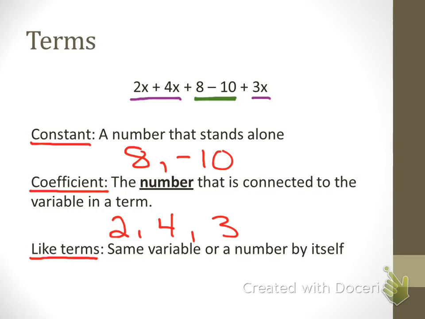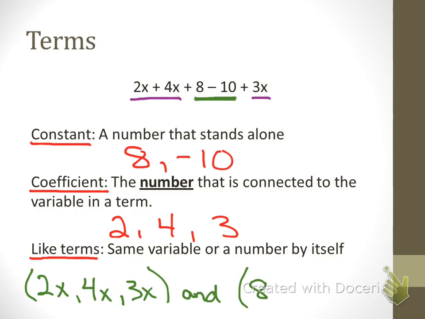All right, now here's where simplifying comes into place. You can only combine like terms. You cannot combine numbers and variables that are not like terms. And what I mean by combine is add or subtract. You can multiply them, but you cannot add or subtract them. So when it comes to identifying the like terms in this expression, I would say 2x, 4x, and 3x, and 8 and negative 10. And those are my like terms.